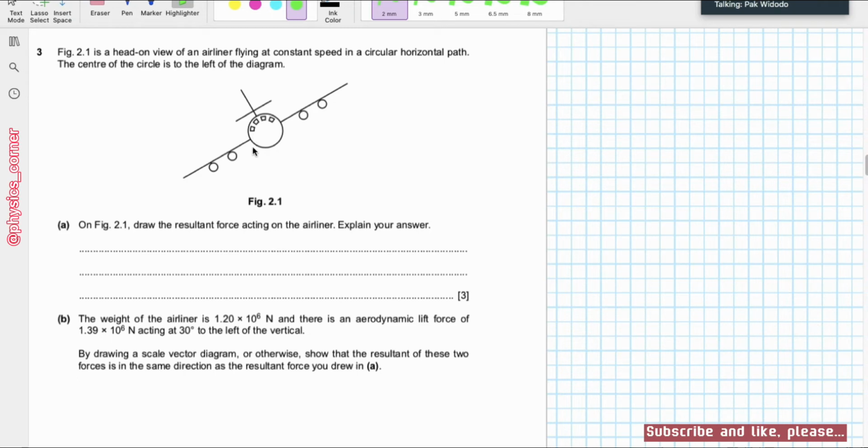Maybe the center is here. Draw the resultant force acting on the airliner. Explain your answer. Oh yeah, we have weight, only weight, because we see it from the front. Yeah, only weight.